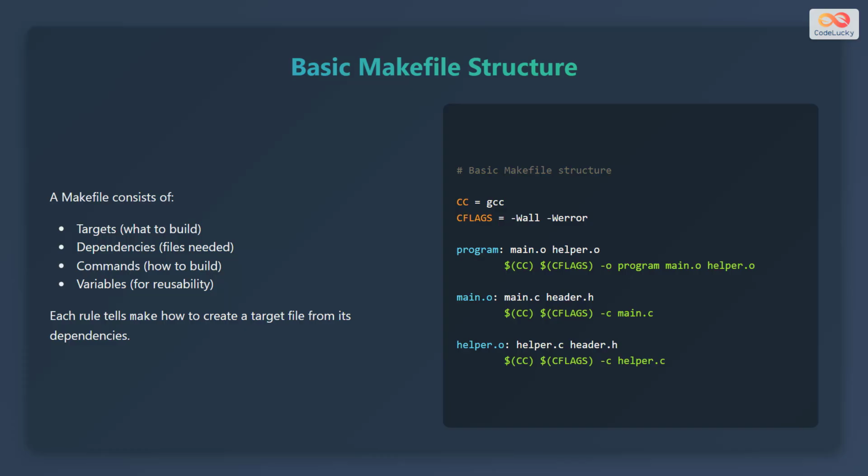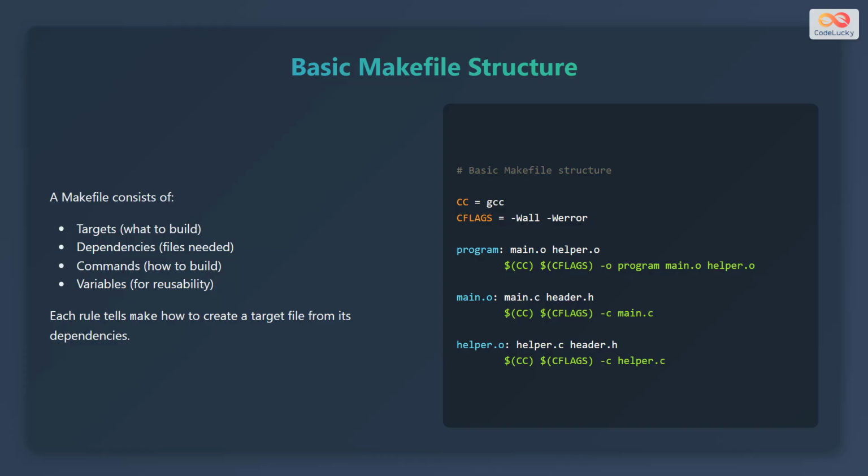Here is an example. At the top, the CC variable is set to GCC, indicating the compiler to use. The CFLAGS variable is set to -Wall -Werror, enabling all warnings and treating warnings as errors. The program target depends on main.o and helper.o. The command to build program uses the GCC compiler with the specified flags, linking the object files.